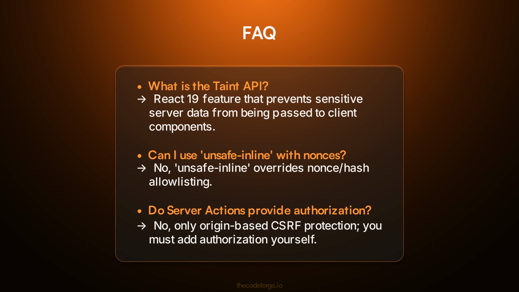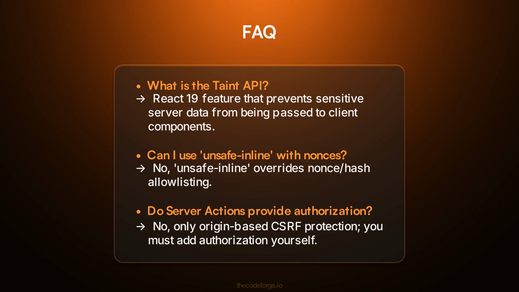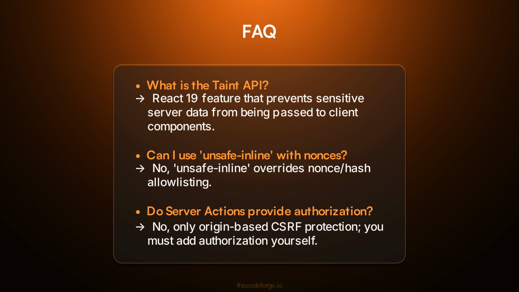And a few frequently asked questions. What is the Taint API? A React 19 feature that prevents sensitive server data from being passed to client components. Can I use unsafe inline with nonces? No, unsafe inline overrides nonce hash allowlisting. Do server actions provide authorization? No, only origin-based CSRF protection. You must add authorization yourself.